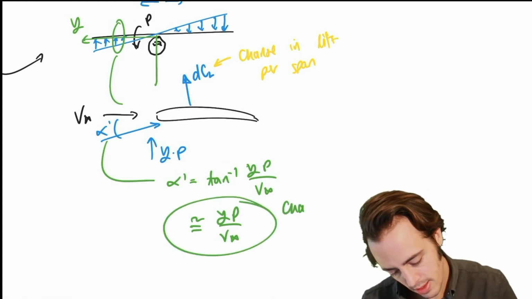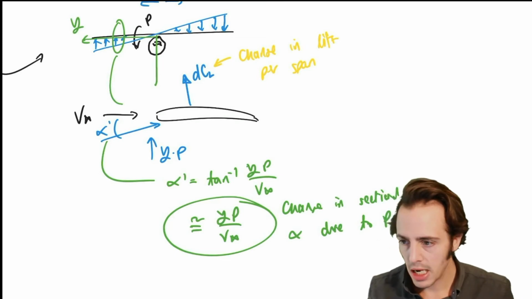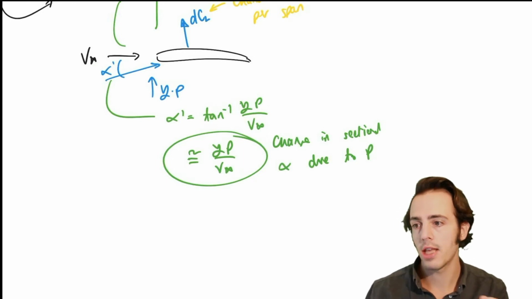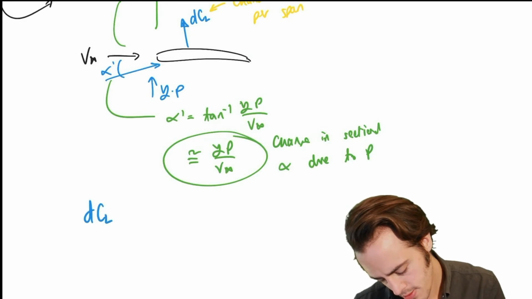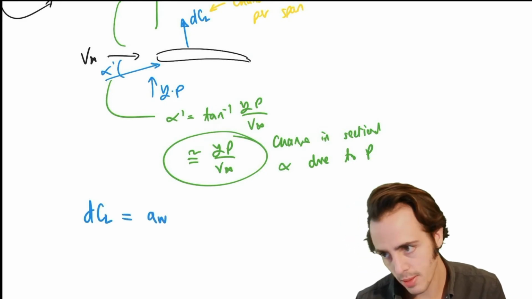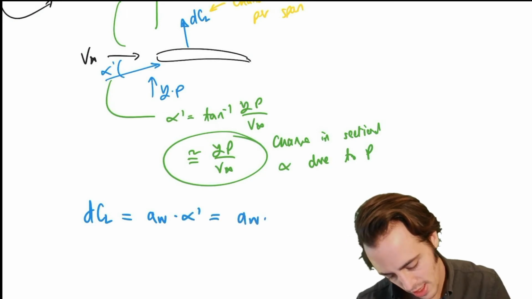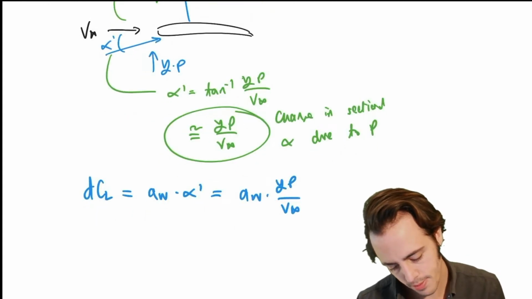So let's see what this is. This is the change in sectional alpha due to that roll rate P. So we've got that, and if we know the lift curve slope of the wing, then we can determine the change in the actual lift. So let's say that dCl is equal to AW multiplied by alpha prime, which is equal to AW multiplied by the expression that we just developed. So that's Y P on V infinity.